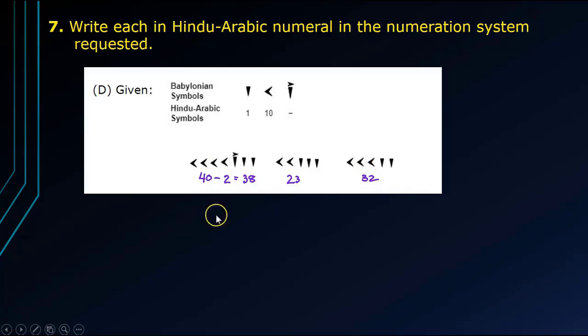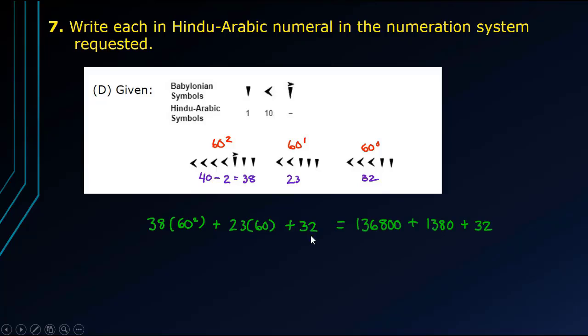So I have 38 60 squares, 23 60 to the first powers, and 32 60 to the zeros, which is just 1, so 32 ones. So I'm going to have 38 times 60 squared plus 23 times 60 plus 32, which equals these numbers here, which totals 138,212.